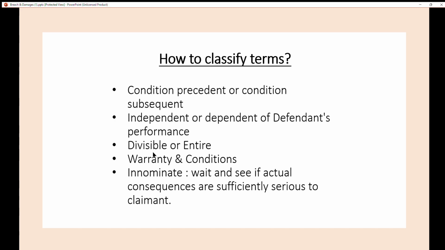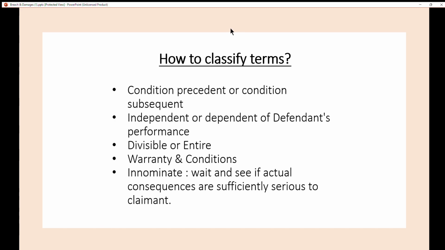Okay, if it can be divided, you have to see, is it a warranty, condition or innominate term? Last time there were only warranty and condition. Warranty means it's not serious, it's not an important term. You cannot terminate. Condition is a very important term. You can terminate. But sometimes the term can go either way, so they call it an innominate term nowadays. They say you wait and see what losses you suffer.